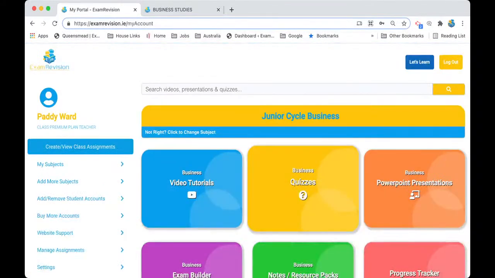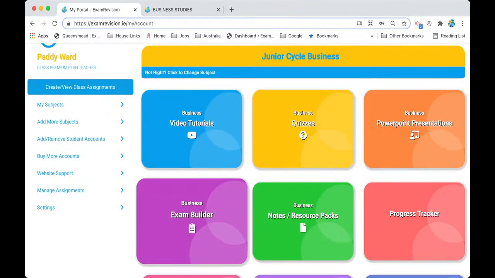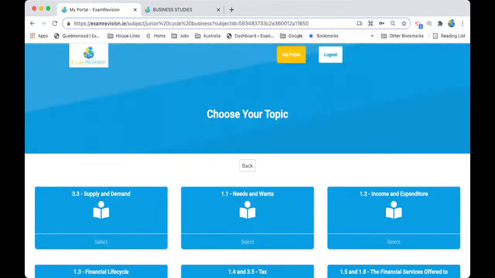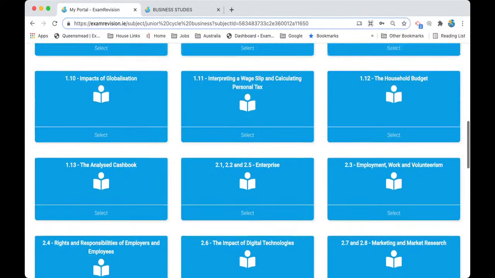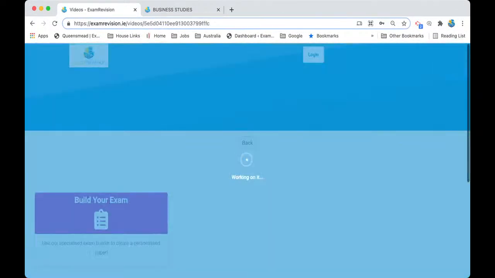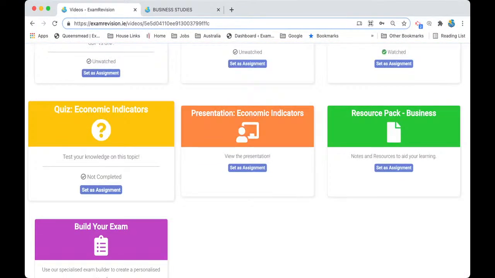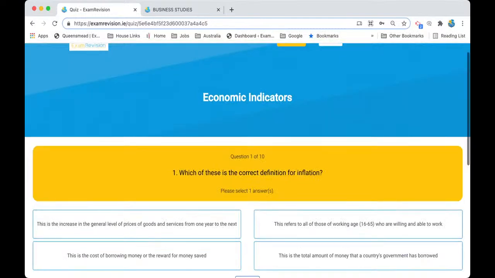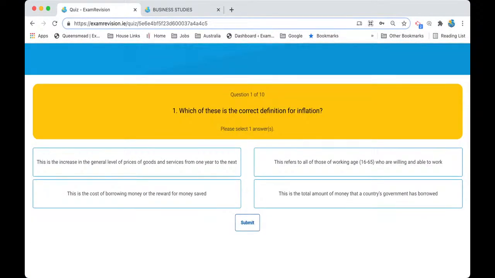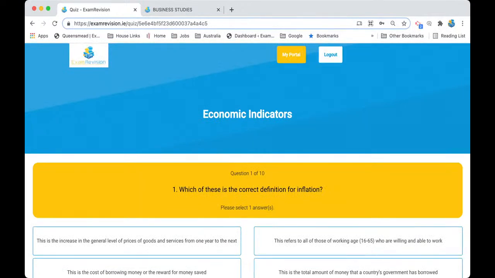Okay, so two more things which I'll show you are our quizzes and our exam builder. Our quizzes are great tools to assist you in your learning, and it could be a good idea, if you create an account after watching this video today, to take our quiz on economic indicators. If you scroll down here, you'll see the yellow box, that's our quiz, and if you click into that, you'll see there is a quiz with 10 questions on different aspects of economic indicators, and you can use that to assess your knowledge on everything that I'm going to cover today.